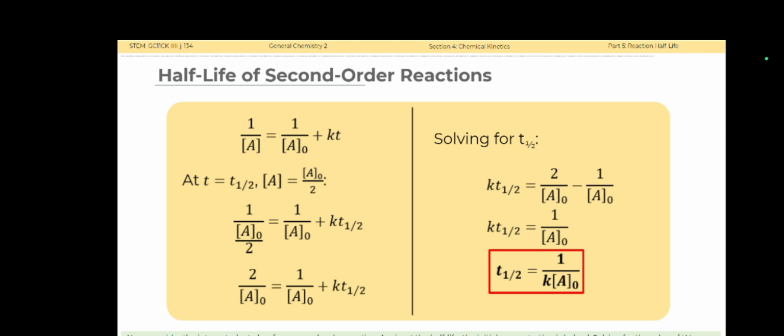Now, consider the integrated rate law for a second-order reaction. Again, at the half-life, the concentration is half the initial concentration. Solving for the value of t 1/2, we obtain t 1/2 equals 1 over k times initial concentration of A.